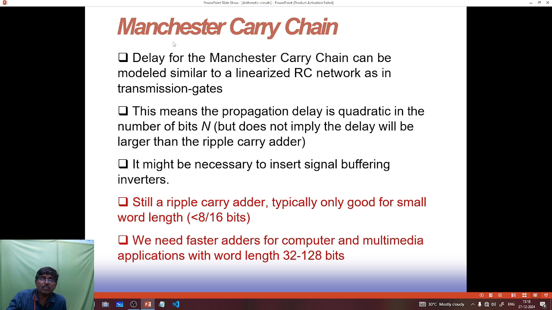So this is about the Manchester carry chain. Here the delay for the Manchester carry chain can be modeled similar to a linear RC network. RC delay model means each block has a resistance and capacitance. Suppose n blocks are there, means n number of RC delay networks will be there. This is created based on the parasitic capacitance as well as diffusion capacitance in the MOSFET circuits. We have to analyze this RC network, then only we can get the final output, and by using this we find all the propagation delays.